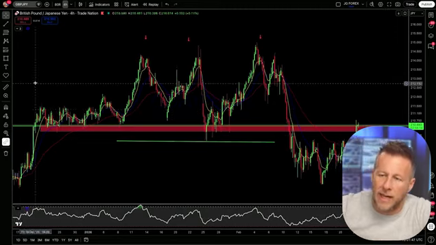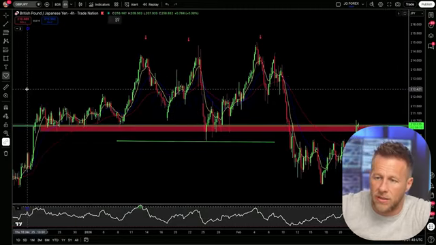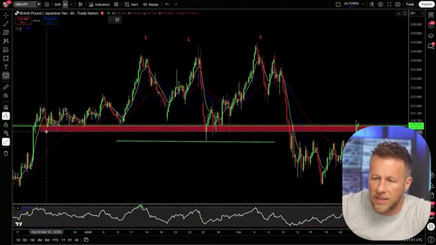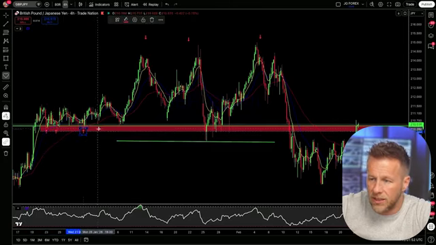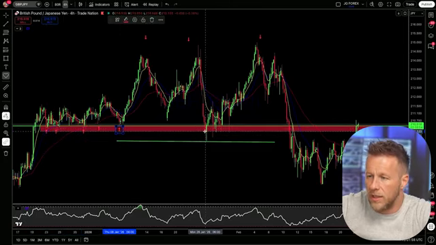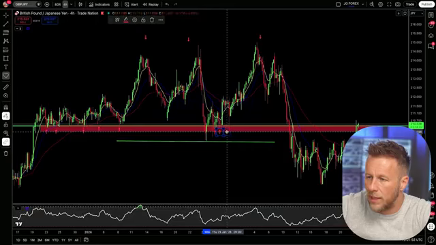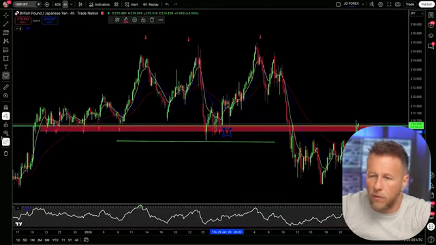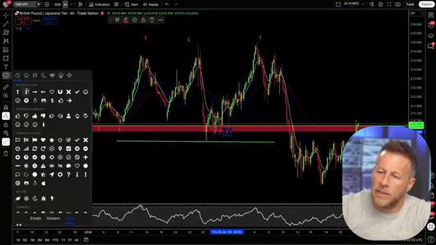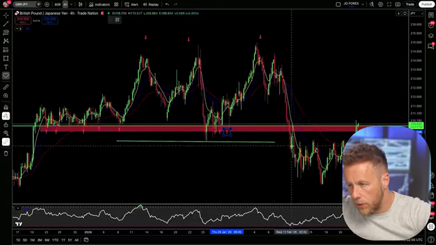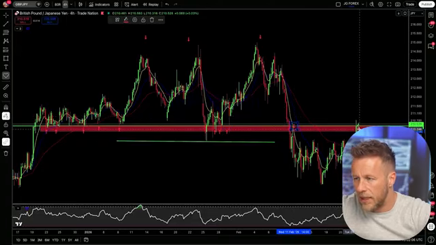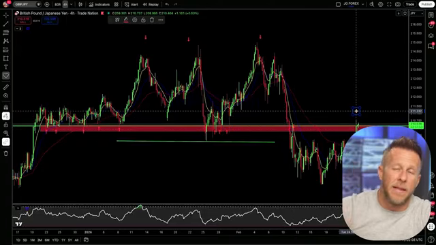And the first thing I'm looking at is just structure, right? So you can see that this was respected once, twice, 3 times, 4 times, 5 times, right? We then dipped down again. We failed to break the low, and then as we broke through it, we pushed back up, it became resistance, and now we're up in that level again.